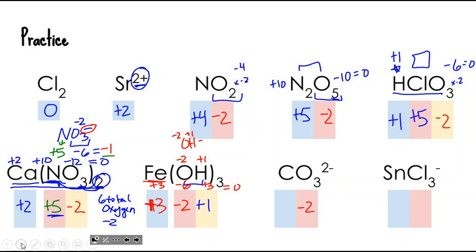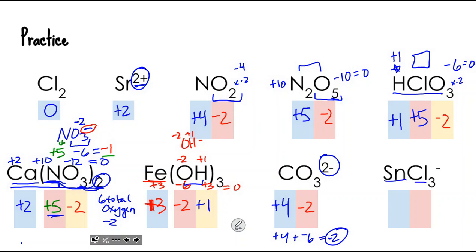Last 2 over here have charges on them, so you make them add up to the charge. Oxygen's -2, so this is a total of -6. That means the carbon has to be a +4 to make it add up to -2. So in this case, carbon in carbonate is +4.